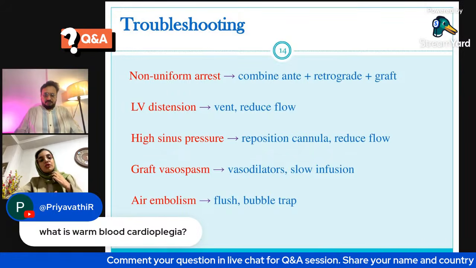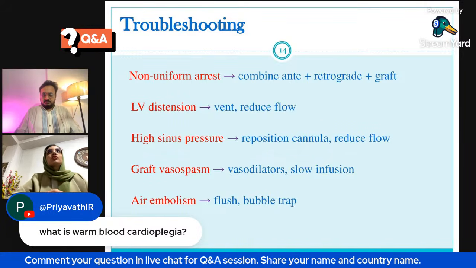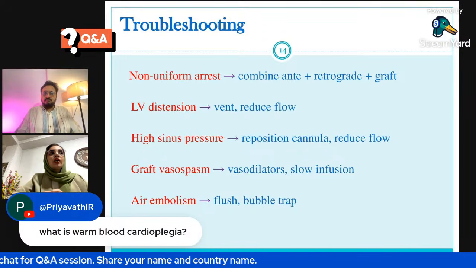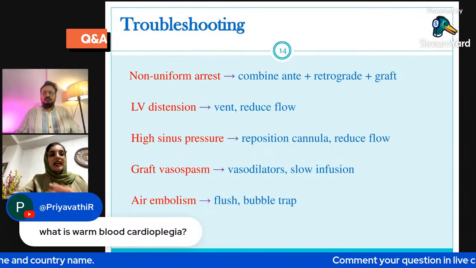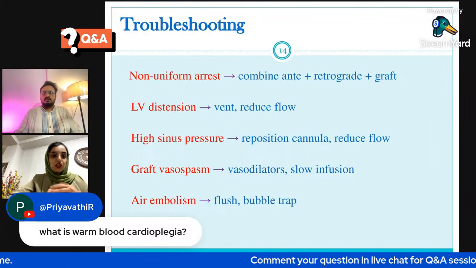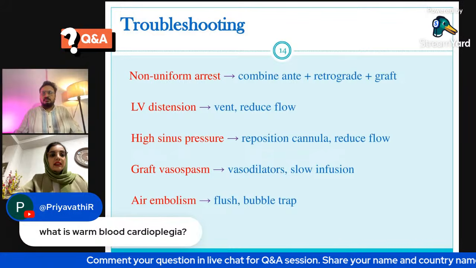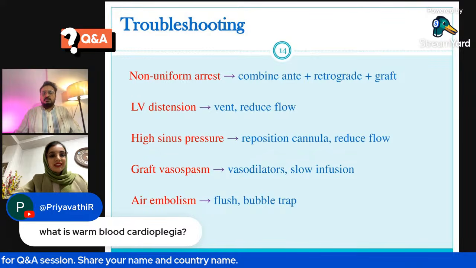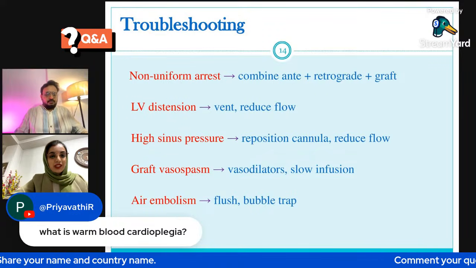Warm blood cardioplegia is a type of cardioplegia that we use in some patients who have, for example, low ejection fraction, or other patients for whom we consider blood better, because blood cardioplegia contains oxygen and glucose, and it's very good for the heart. What about warm blood cardioplegia?